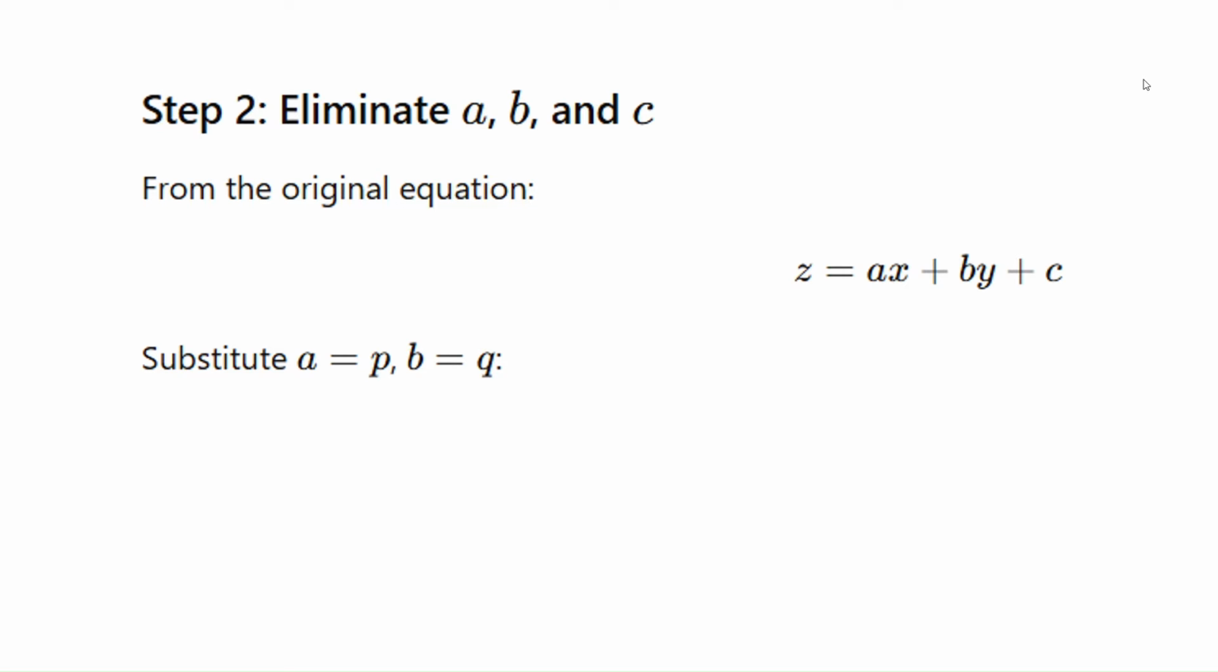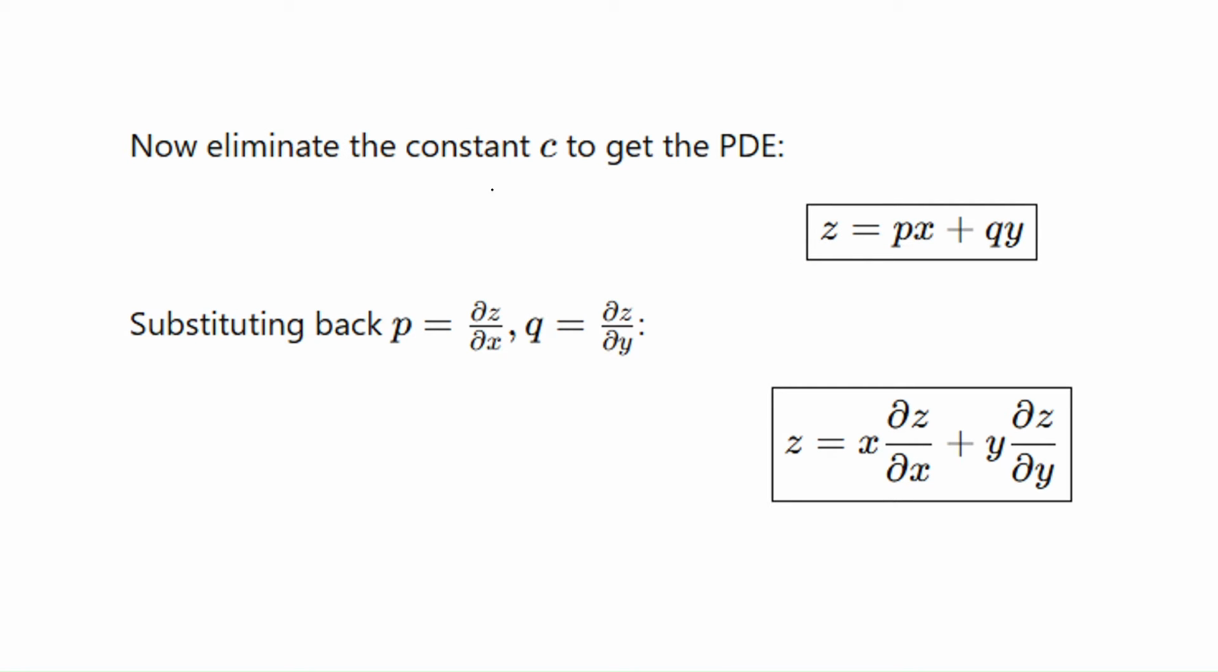Step 2. Eliminate a, b and c. In the original equation z equals ax plus by plus c, substitute a equals small p and b equals small q. Then we will have z equals px plus qy plus c. Now eliminate the constant c to get the PDE.